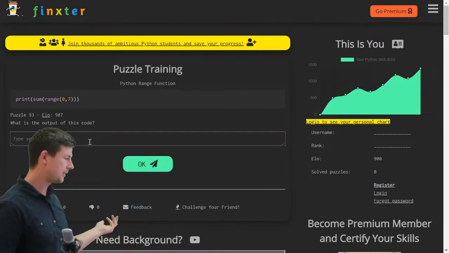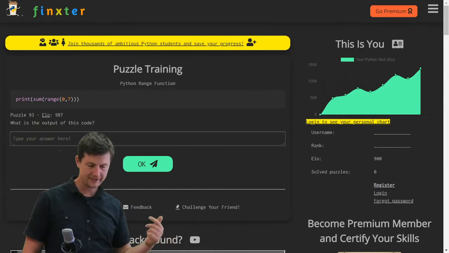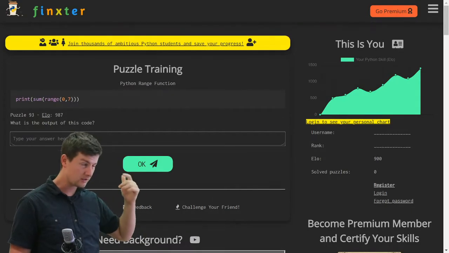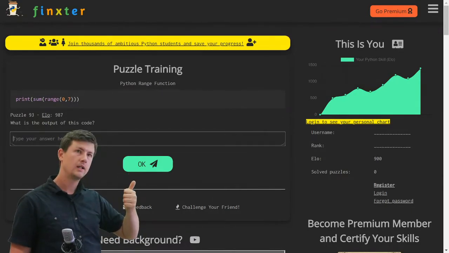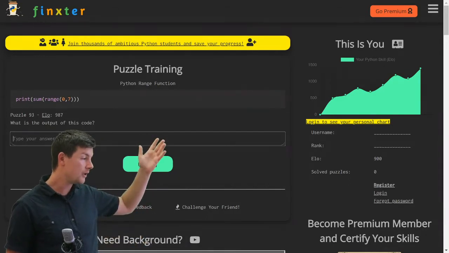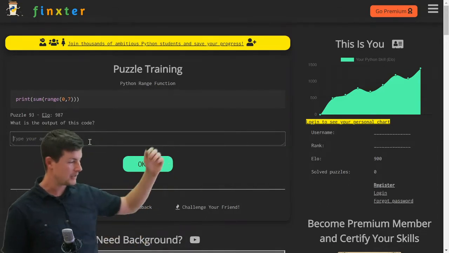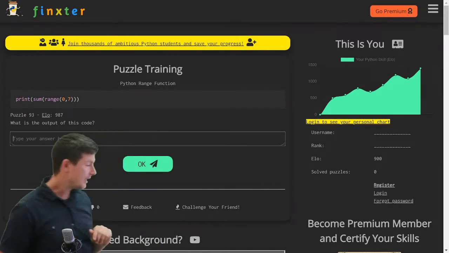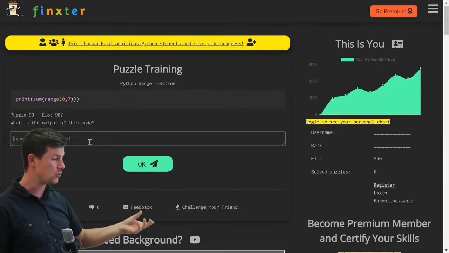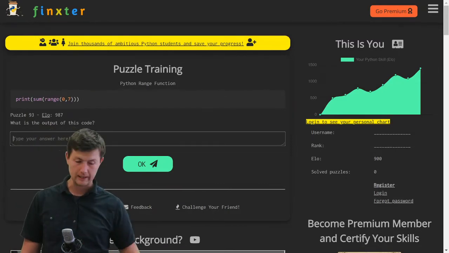Okay, what's this going to be? Well, what is this code going to be? And you think about it in your head. You go 7, and it's going to go 0, 1, 2, 3, 4, 5, 6, 7. Oh, no, not 7. And then you figure it out, you put in the answer, and you check it. So I like that. It's just a different way of thinking about code, different way of learning code, making sure you understand the code you're looking at.